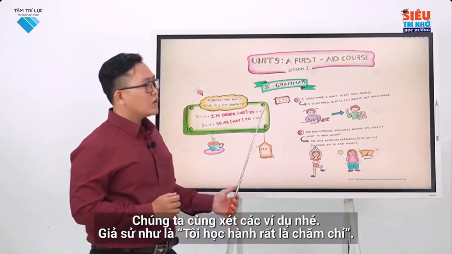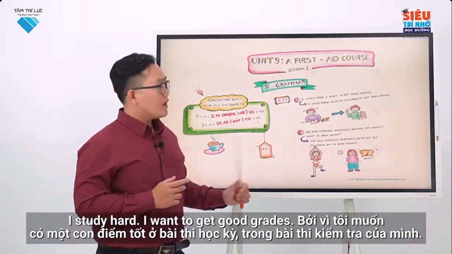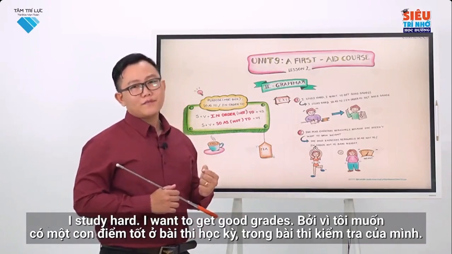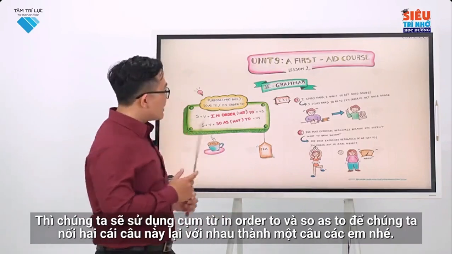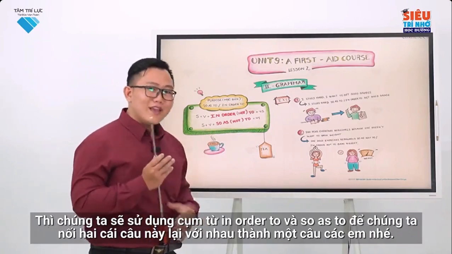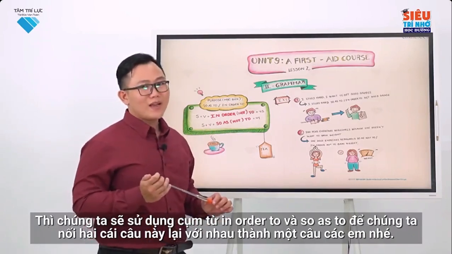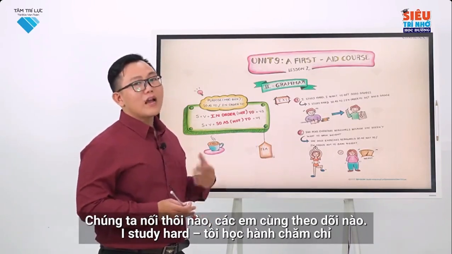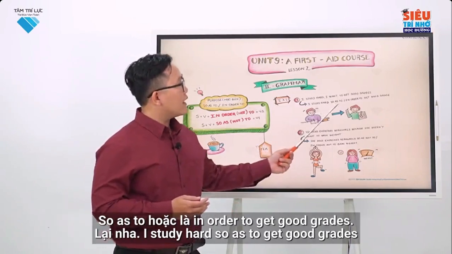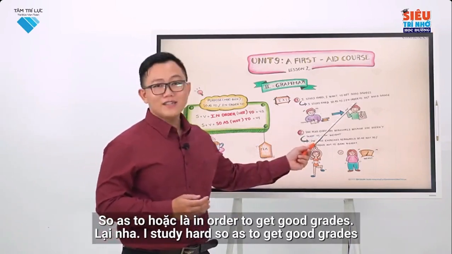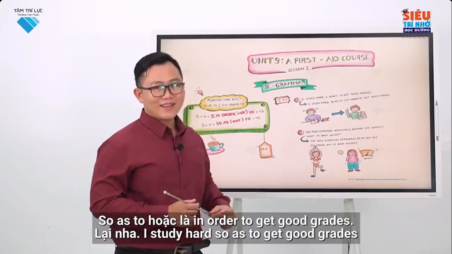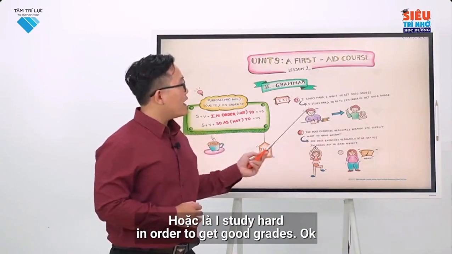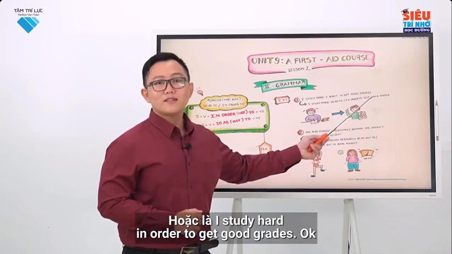Suppose I study hard. I want to get good grades because I want to have good marks in my semester exams. So we will use the phrase in order to and so as to connect these two sentences into a sentence. Let's link them. Please pay attention. I study hard so as to or in order to get good grades. Again, I study hard so as to get good grades, or I study hard in order to get good grades.